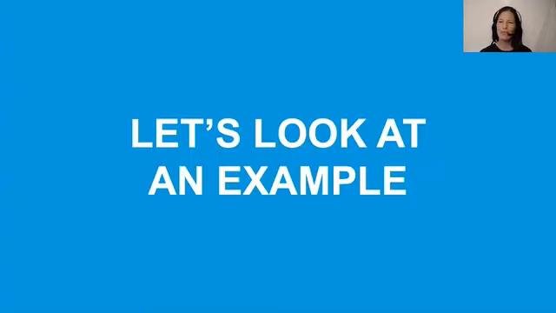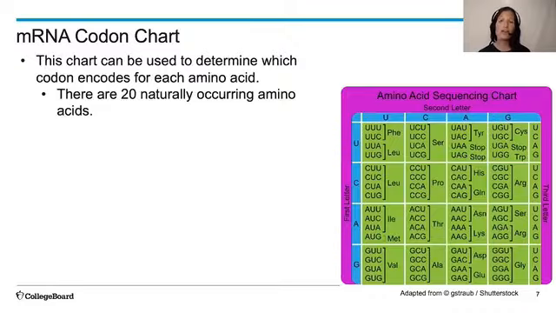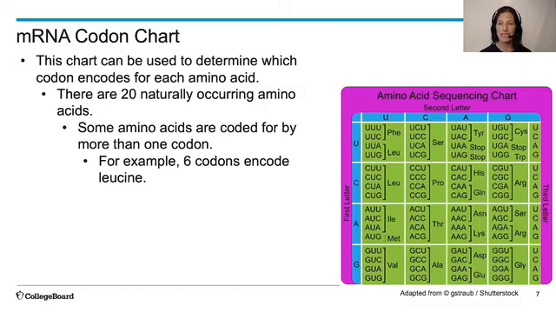So let's look at an example of that chart, see what that actually looks like. So this is an example of an mRNA codon chart. They come in different shapes and varieties and sizes, but the key idea is that a chart like this can be used to determine which codon codes for which amino acid. So we have 20 naturally occurring amino acids, which means that some of those are going to be coded for by more than one codon.